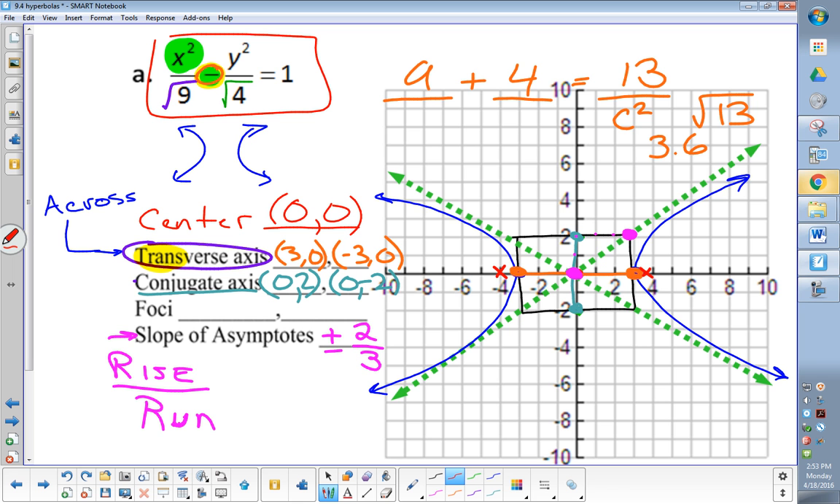Everybody good there? All right, so when I label my foci here, we start with that center point, 0, 0. Which one of these two zeros, the x or the y, is going to get that plus or minus 3.6? Is it going to go with my x or with my y? Shania, why is it going to go with my x? That's the way the parabolas go, and I went left and right to make my x's, so it's going to change my x-axis. So 0 plus or minus 3.6, 0. There we go. There's my foci.